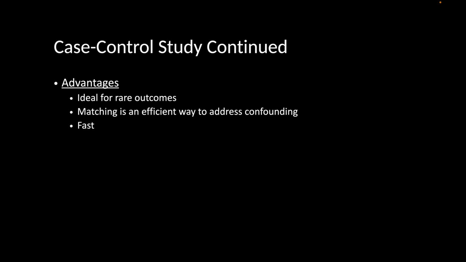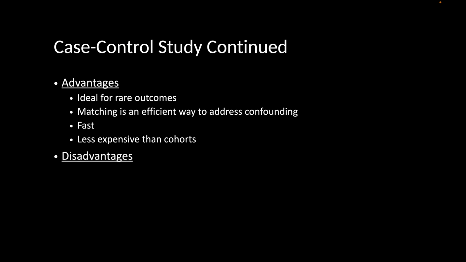Okay. And they're fast because you start with people who've already developed the outcome. You don't have to wait and follow over time to see who does develop the outcome. They've already had it, and then you can just retrospectively ask back and see what happened in terms of their exposure. So it takes a lot less time to do case control trials than cohort studies. And because of that, they're much less expensive. And you're dealing with smaller numbers of people, and you're looking back in time rather than forward. So they just cost a whole lot less. So you can get answers relatively quickly and very efficiently deal with confounding.